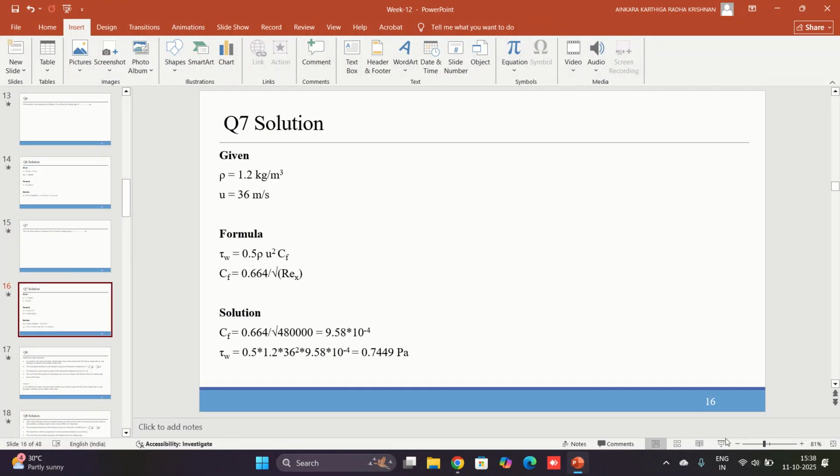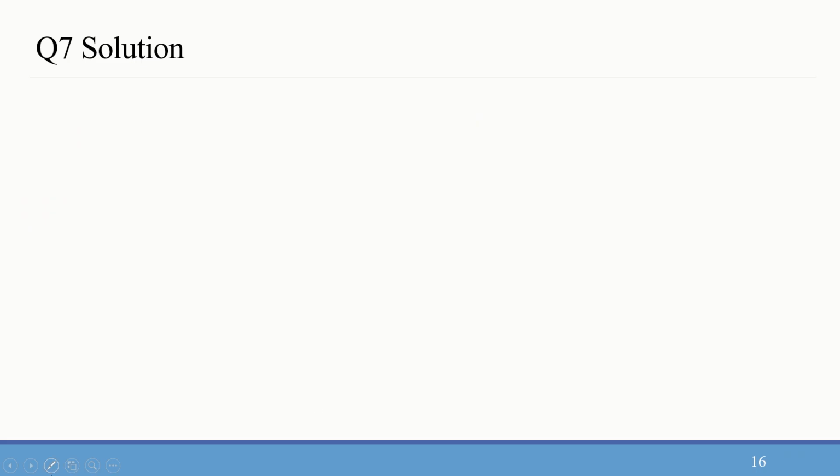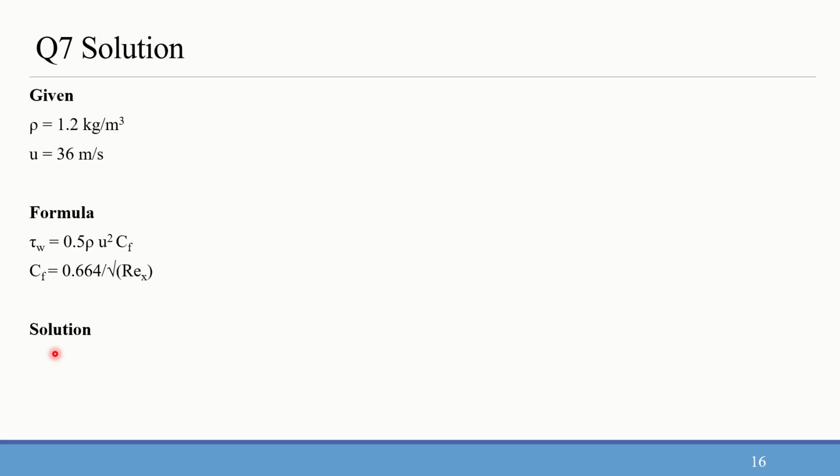I forgot to change it, as I mentioned earlier, I have been changing the numbers in the questions, so due to some mismatch, I forgot to change this particular question. But the question is, what is the wall shear stress acting at a distance of 20 centimeter from the leading edge? That's why we are using the same Reynolds number and calculating the solution. So that is for question 7.